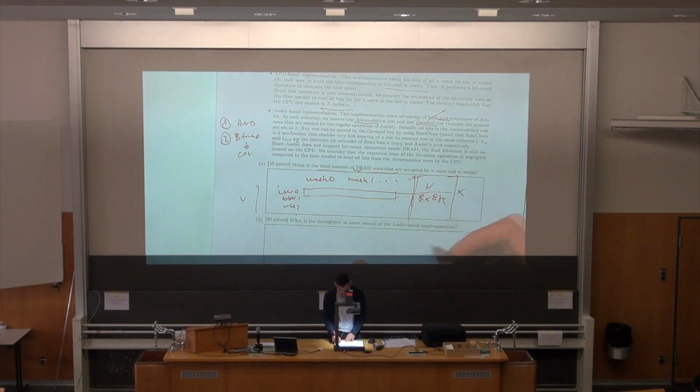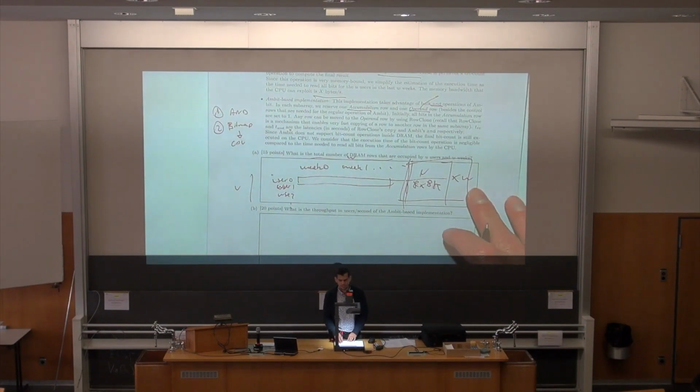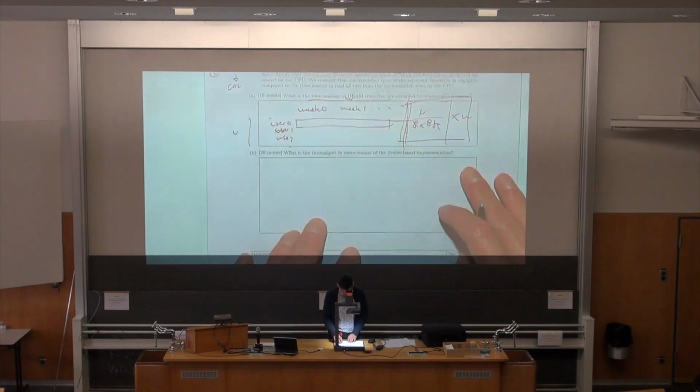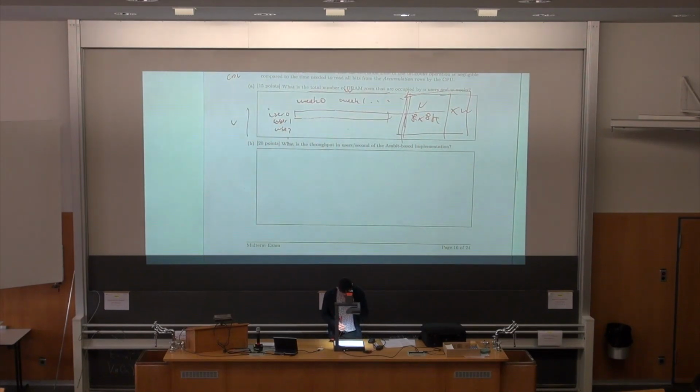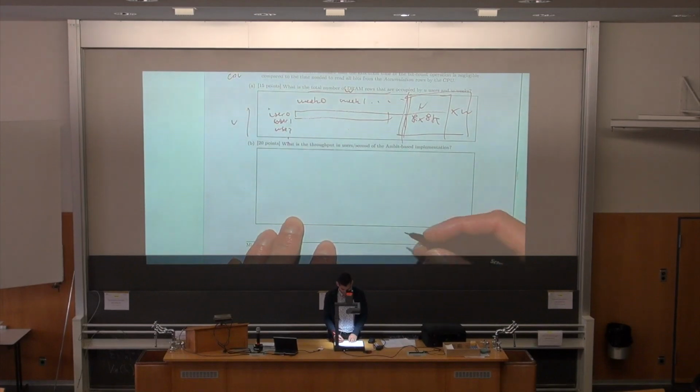And then you have W weeks. So this is the total number of DRAM rows that are going to be required for the total database. Any question here? Okay. So then they ask what is the throughput in users per second that the ambit-based implementation is going to take.